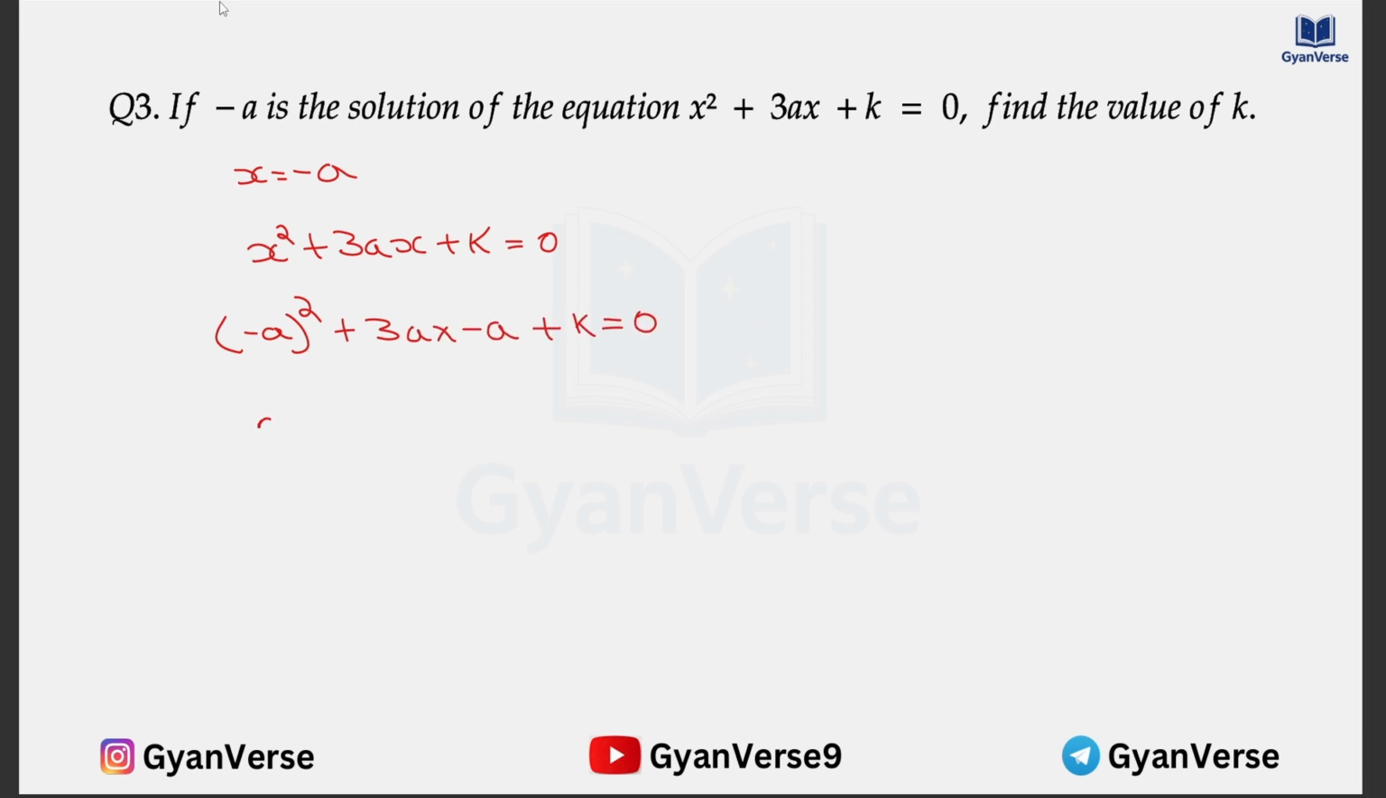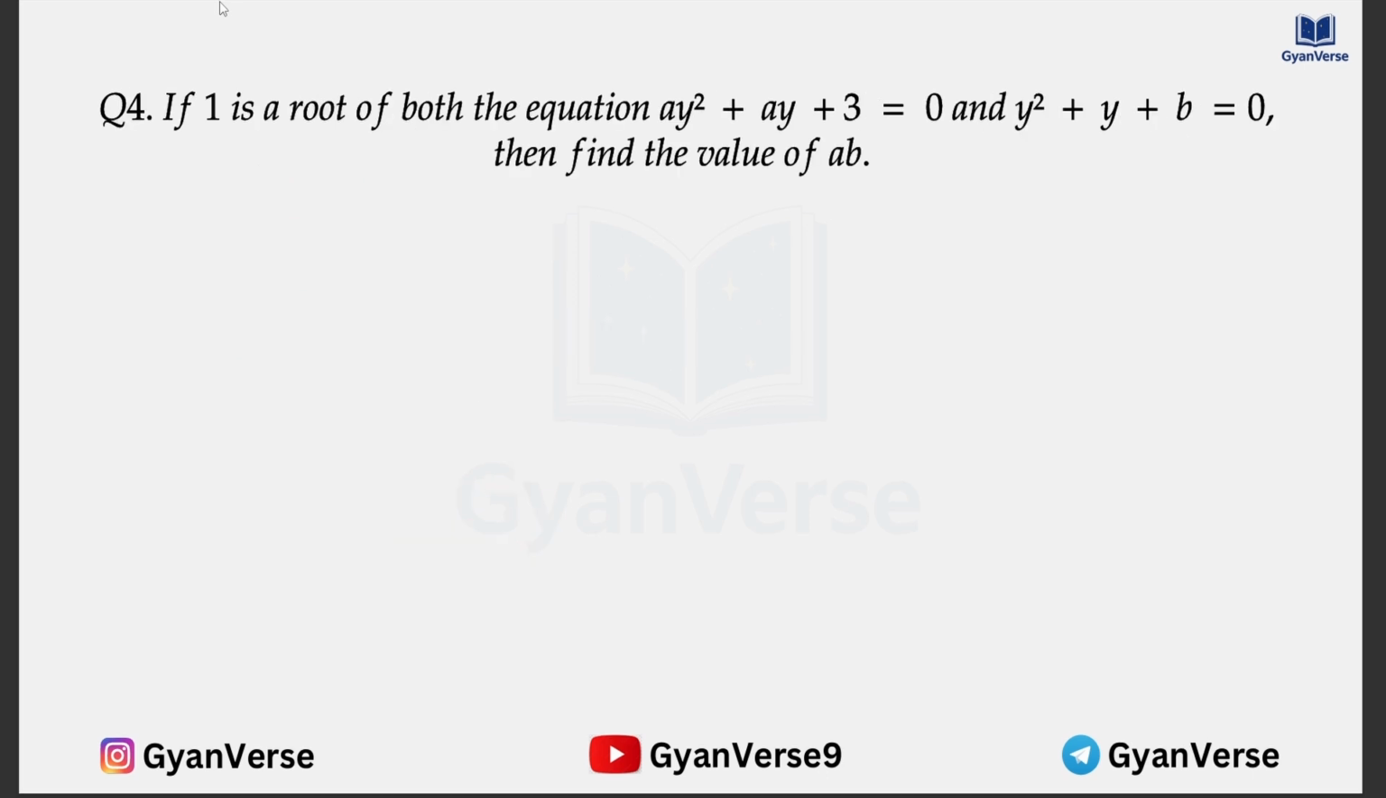So it will become a square minus 3a square plus k equals to 0. You will subtract this one. So it will become minus 2a square plus k equals to 0. Now you have to find the value of k. So we will move minus 2a square to the other side. It will become plus 2a square. So the value of k will be 2a square. Now moving on to next question.